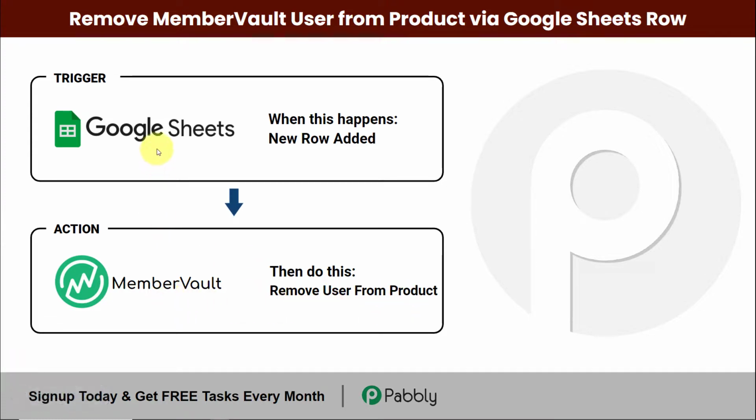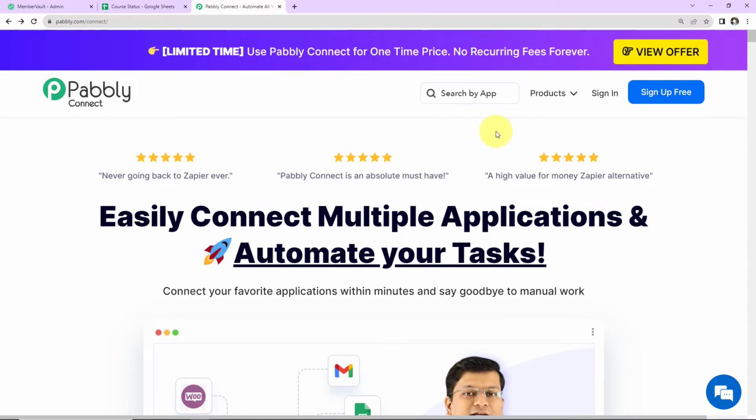To do this, we'll have to integrate the two applications, and we can do the same using Pabbly Connect. So my trigger will be Google Sheets and my action application will be MemberVault. Now to understand how you can integrate and automate this entire process yourself without the need of any coding skills, let's begin. So first of all, this here is the home page and you have to reach here by writing pabbly.com/connect in the address bar.